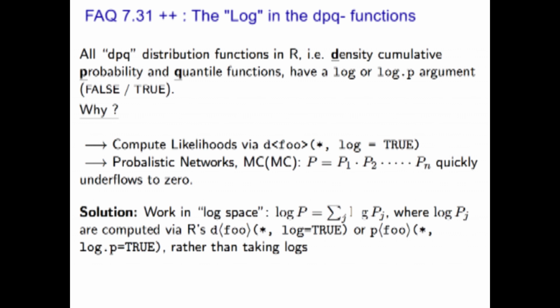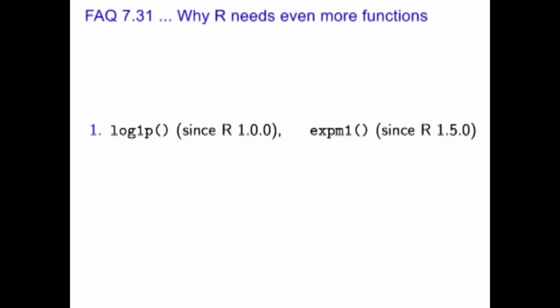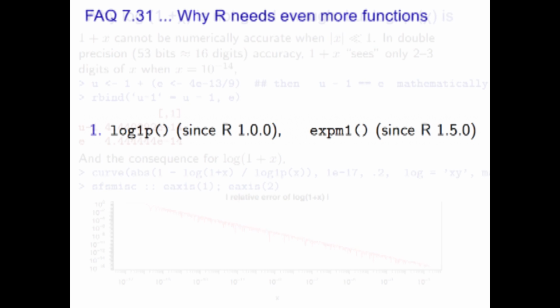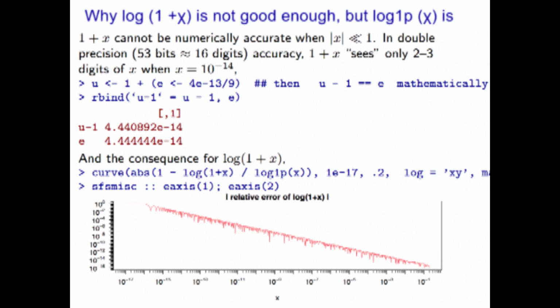Now I have to wake up. Why R needs even more basic functions. For R 1.0.0, which was 29th of February 2000, we introduced the log1p function. Who knows this function? Well, not too many. And five or so releases later, the expm1. So why is log(1 plus x) not good enough? So this is answering what the log1p function does.